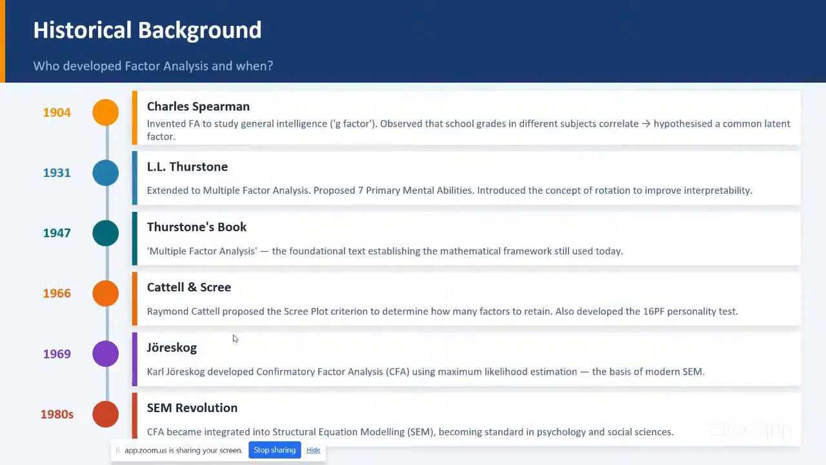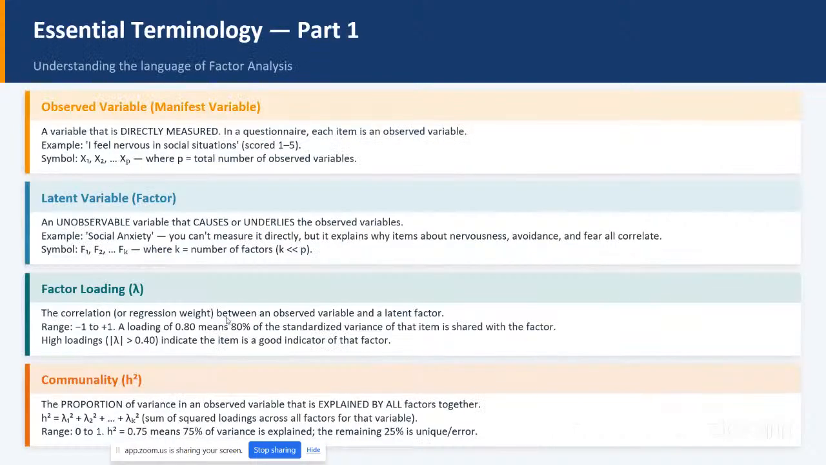So this is the historical background, and we don't need to study this history, so I am skipping this. You can just have a look when the material is given. So these are terminologies. I have explained what an observed variable is, and these are the proper definitions. The latent variable also has been explained.